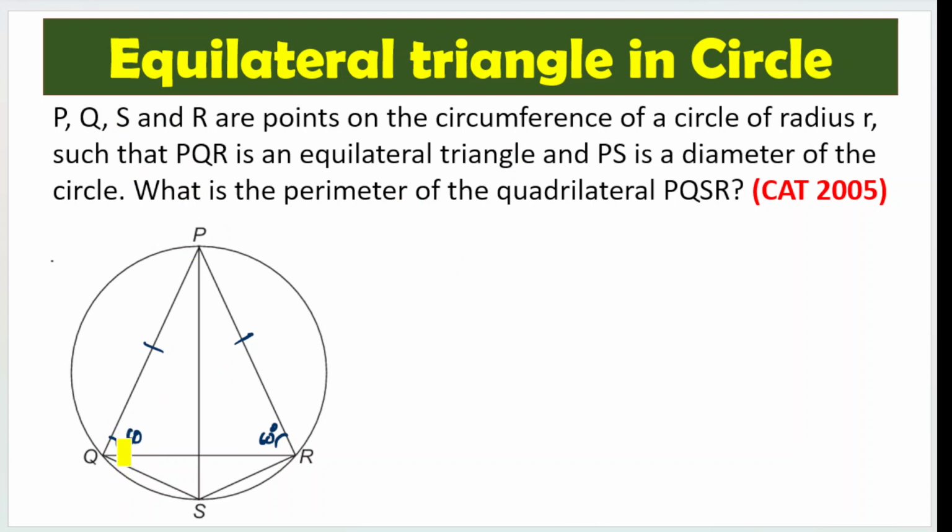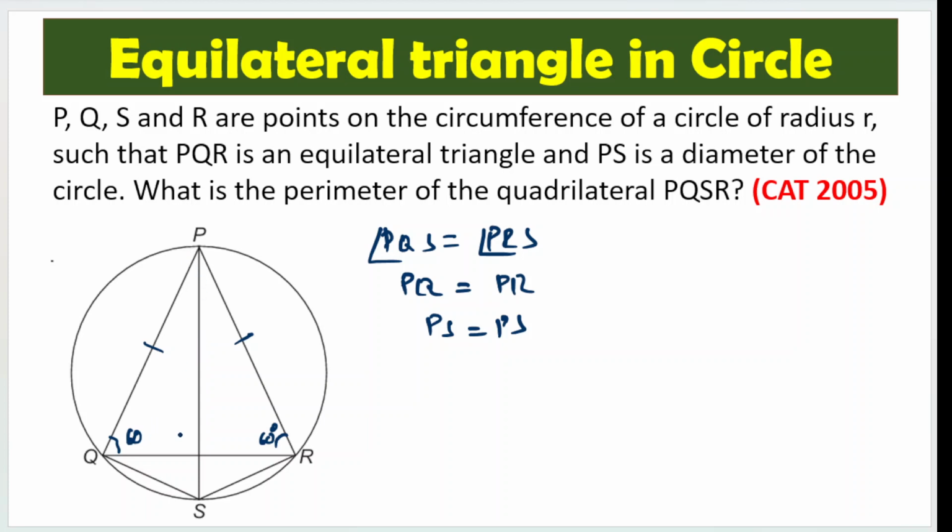At the same time, the angle in a semicircle is 90 degrees. That is, in PQS, this angle is 90 degrees. Similarly, in PRS, this is also 90 degrees. So angle PQS is equal to angle PRS. Similarly, side PQ is equal to PR. Similarly, side PS is equal to PS. It's the same side, same diagram, right?